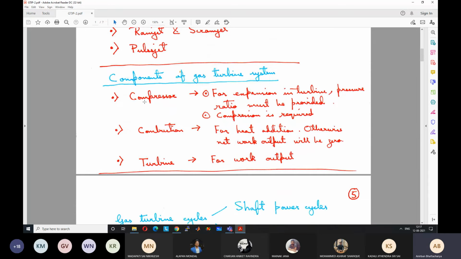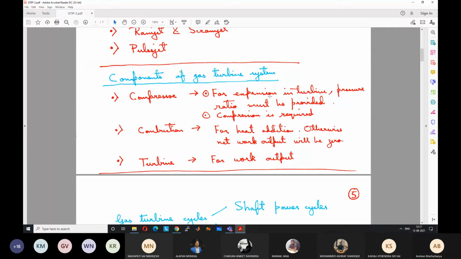Components: there are three major components. We have already discussed this. Compressors are needed for expansion in the turbine. For expansion in the turbine, we need a pressure ratio. Now the outlet pressure of the turbine is fixed. If it is an industrial turbine, you know that the outlet pressure is equal to the ambient pressure. So the pressure at the inlet of the turbine must be higher. To get that high pressure, we need to compress the air. As a result, a compressor is required.